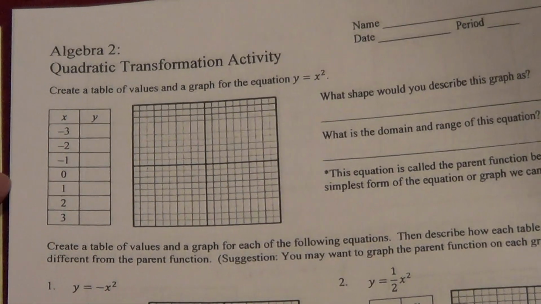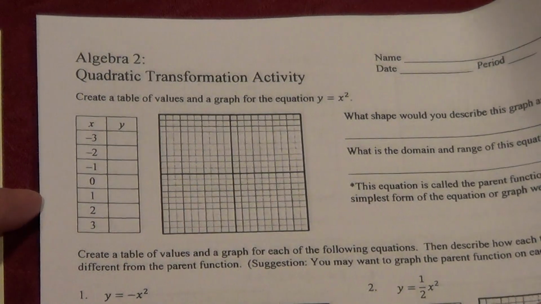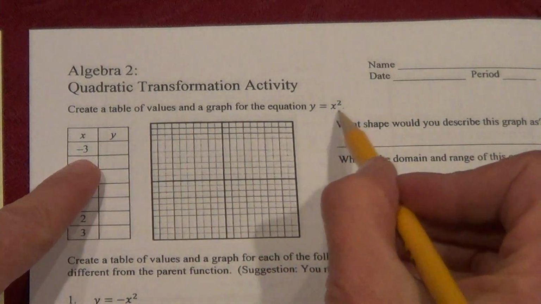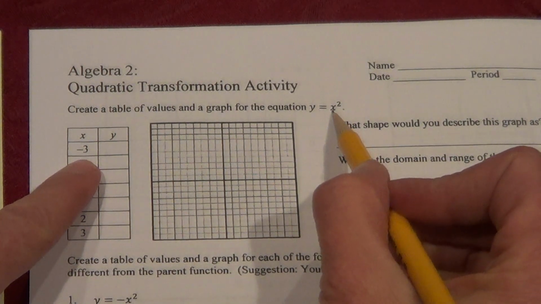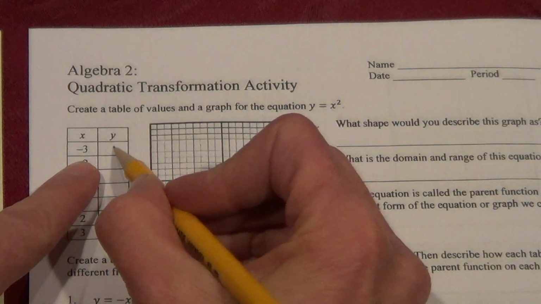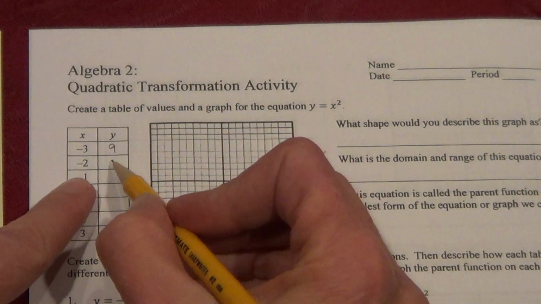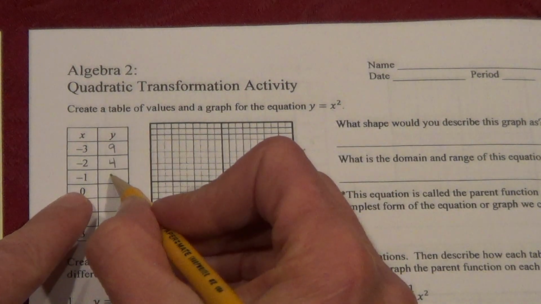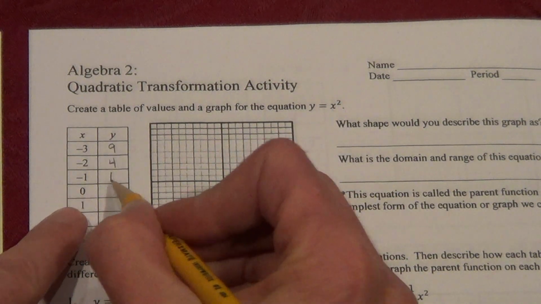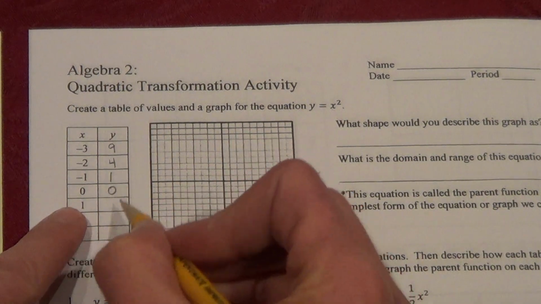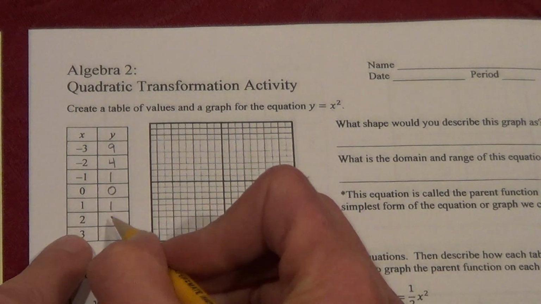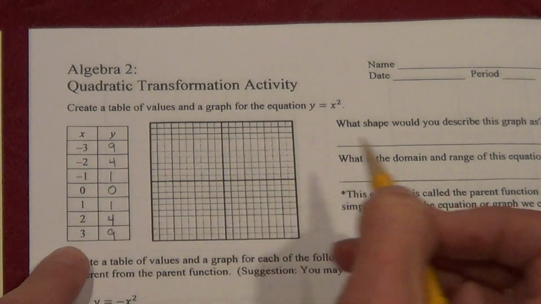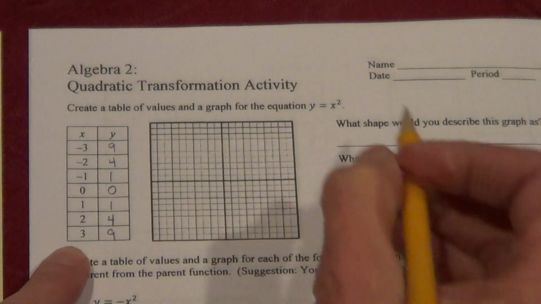The next one in your notes is the Quadratic Transformation activity page. Again, we're going to plug in the x values. -3 squared. -3 times -3 is +9. -2 times -2, +4. -1 times -1, +1. 0 times 0, 0. 1 times 1 is 1. 2 times 2 is 4. And 3 times 3 is 9. Pause the video and go ahead and graph those points.